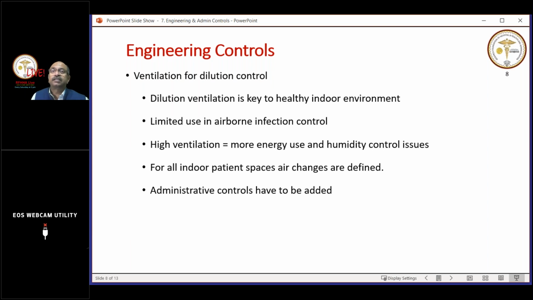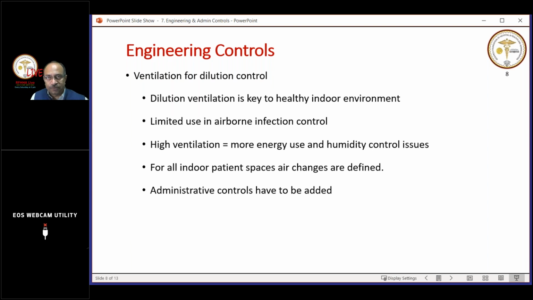The next example is ventilation for dilution control. So dilution ventilation is key to a healthy indoor environment. It is of limited use in airborne infection control, but typically for that we require the isolation. High ventilation also requires more energy use, and the humidity control issues will always come up when you have high ventilation. For all indoor patient spaces, air changes are defined.